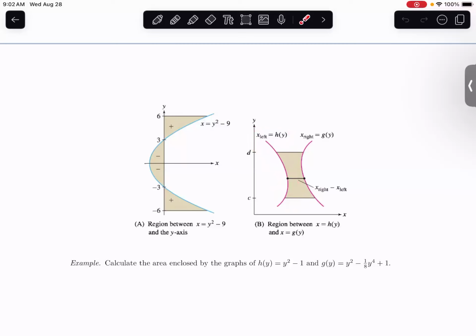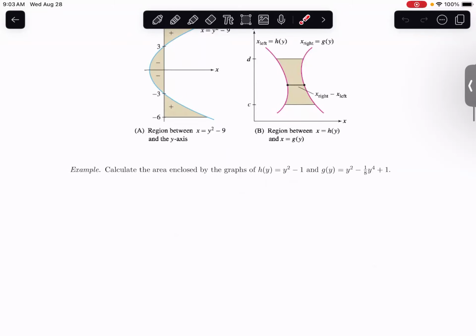As such, if we wanted to find the area between these two curves, we would be doing the integral of g of y minus h of y, right? So instead of going vertical, you're doing it horizontally. Whatever's further to the right will be considered the greater function, right? Because you have the larger x value versus the smaller x value.